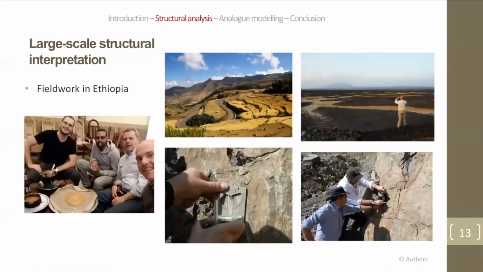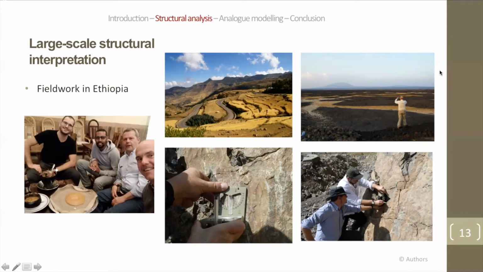After this large-scale mapping exercise, we also went into the field to ground truth the faults and to also measure the faults to get an idea of what's going on. What you can see here is that we are enjoying the local cuisine, so injera and tibs, which are local delicacies. And to the top here, we were at the Ethiopian Plateau, which is a really rich agricultural area where lots of people are living.